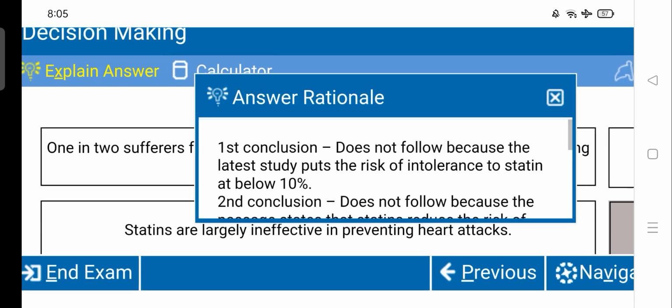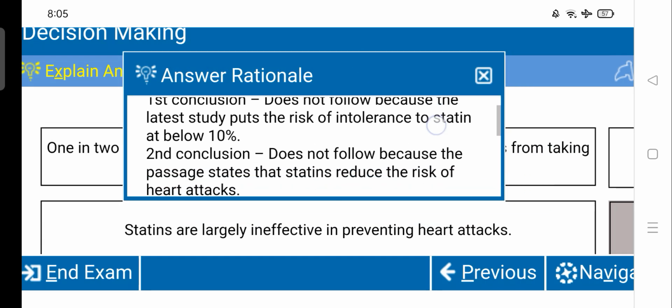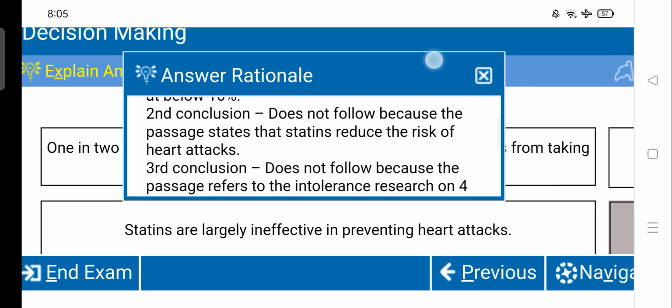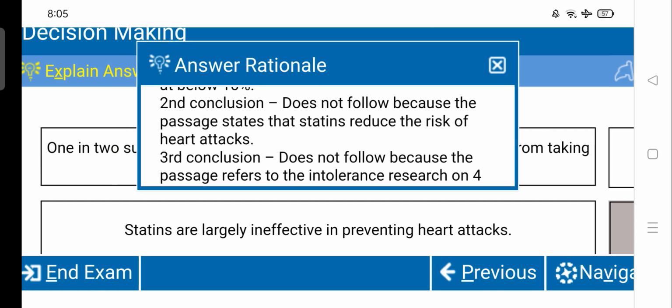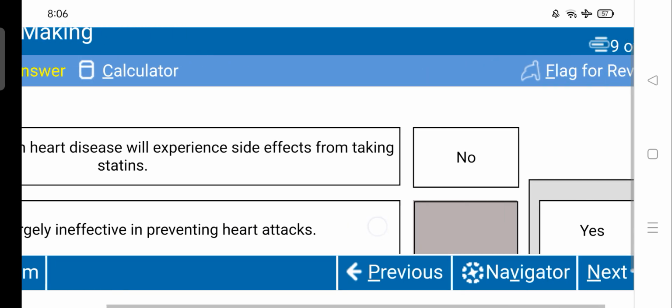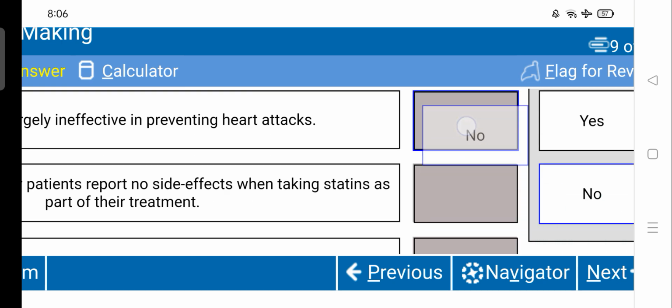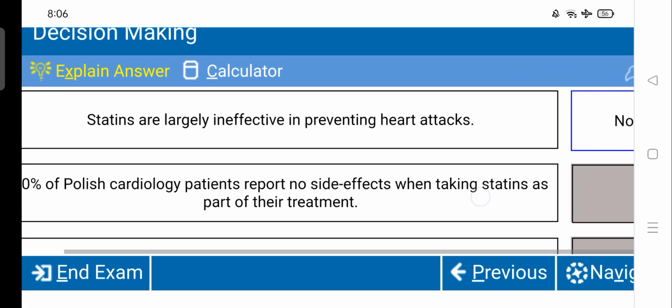Next we have second conclusion, which says statins are largely ineffective in preventing heart attacks. It does not follow because the passage states that statins reduce the risk of heart attacks. So this conclusion does not follow. So that's why it's a no for this too. So we will drop a no in front of this conclusion.